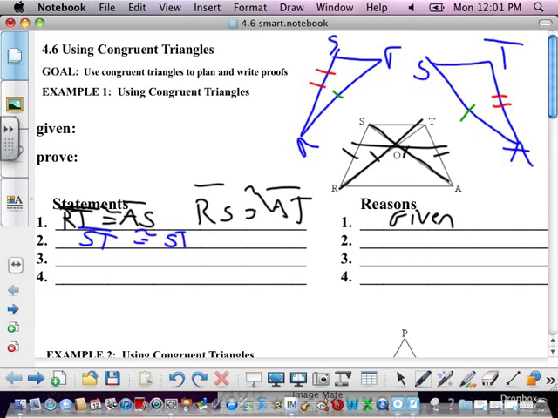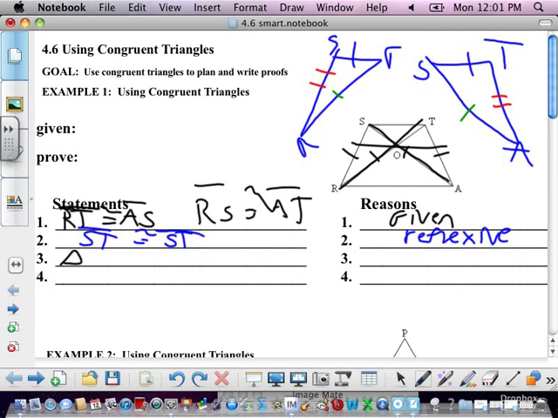I heard somebody say, oh, here's my question. When we separated the two triangles, is O up there? No. No, that's why. And we know ST is congruent to ST by what? Reflexive. Okay, so ST is congruent to ST. What do we know about these triangles now? How are they congruent?